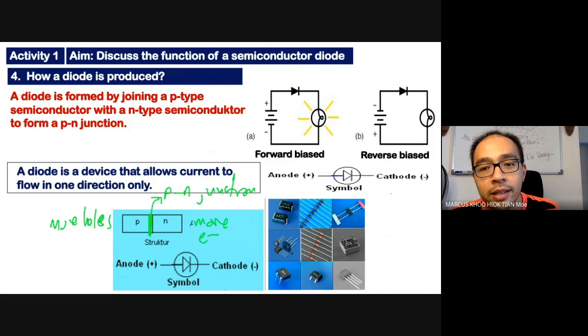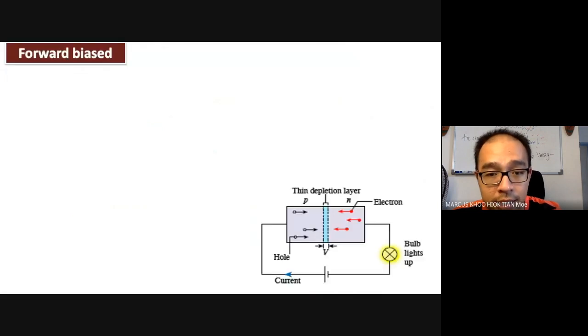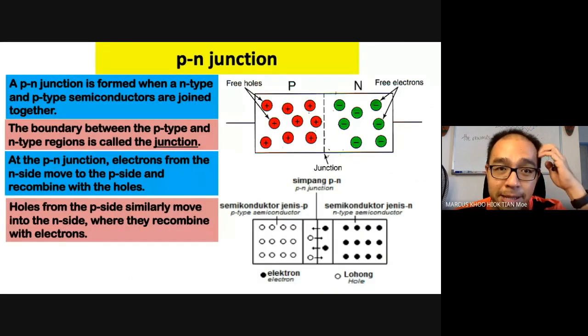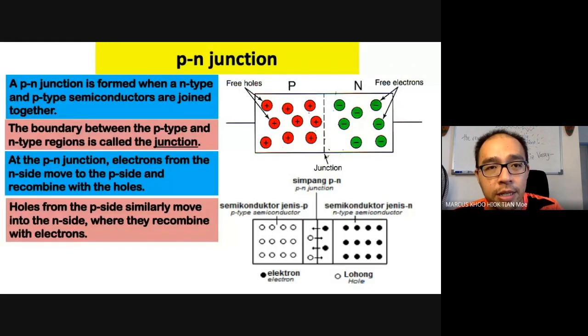Now, the next few slides that you're going to see are not in your module, but it is a very important explanation for the table that you're going to see later. Okay, I believe that this is the thing that is next in your module. But the explanation to this is explained by this. So listen carefully. First thing is we need to talk about the PN junction.